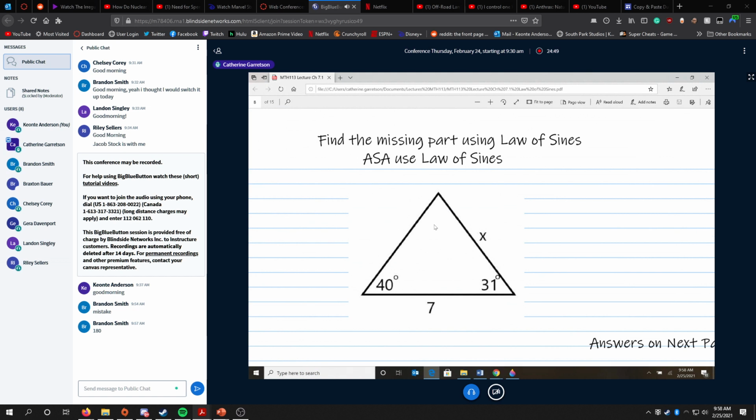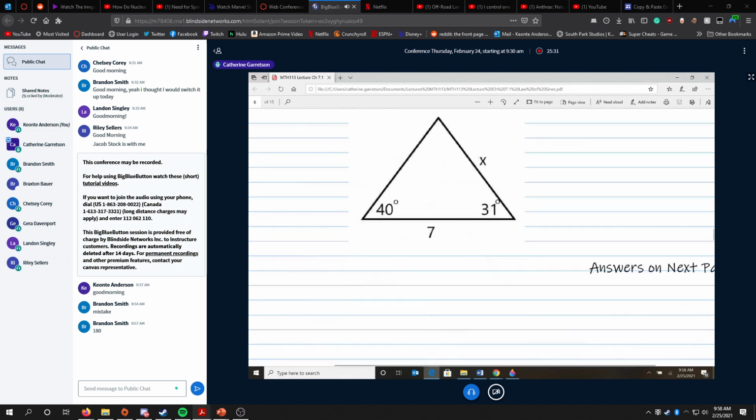Now, how do I know when I'm going to need to do that with law of sines and when I don't? Well, I'll tell you right now, we're always comparing side to opposite angle. Because I was given the length of this side on the bottom, a length of 7, I will need to know its opposite angle to do law of sines, because we're always comparing the side to its opposite angle. And then I'm comparing this side that I'm trying to find to its opposite angle. So let's look at how we set that up.